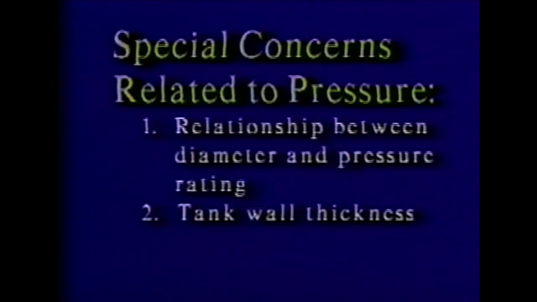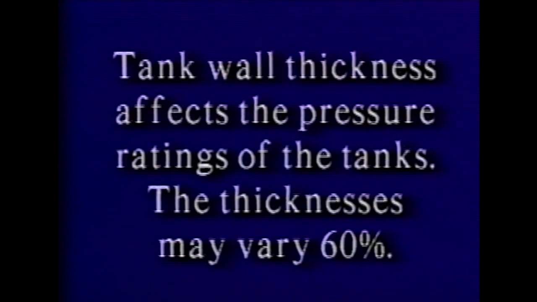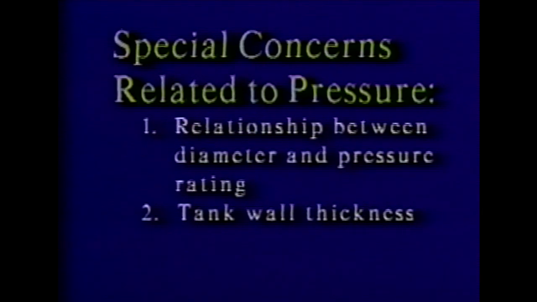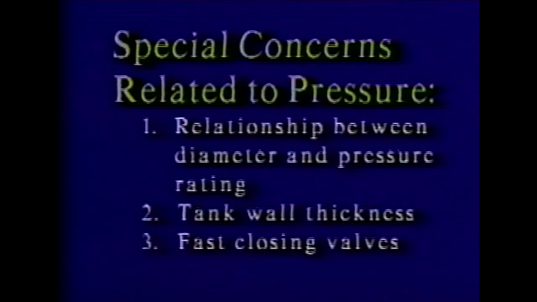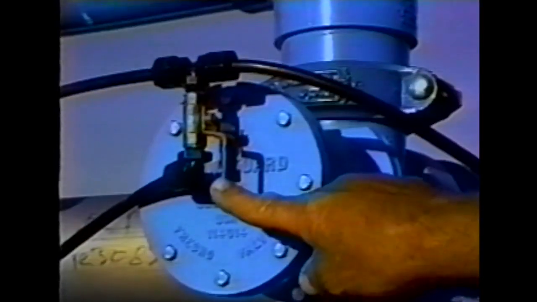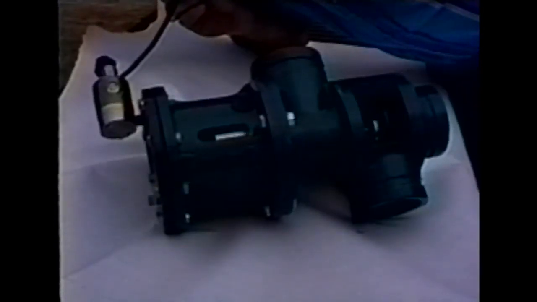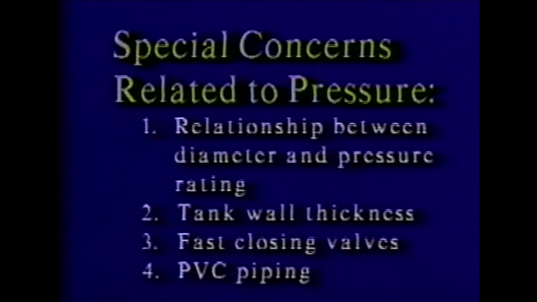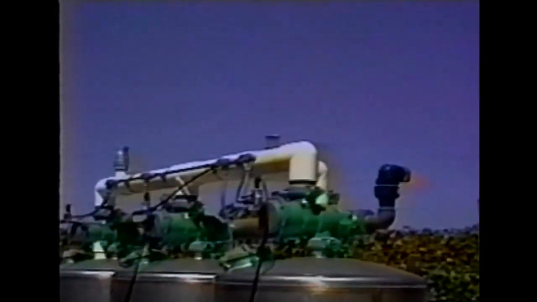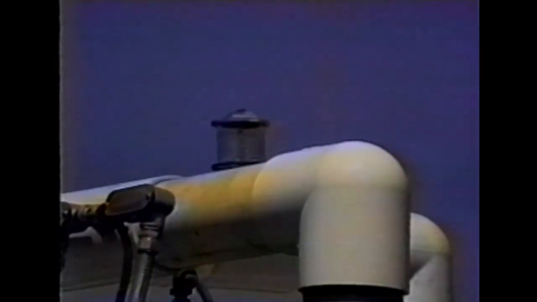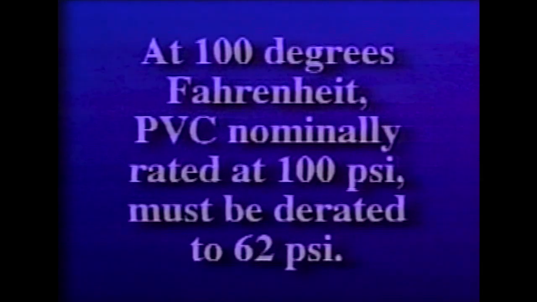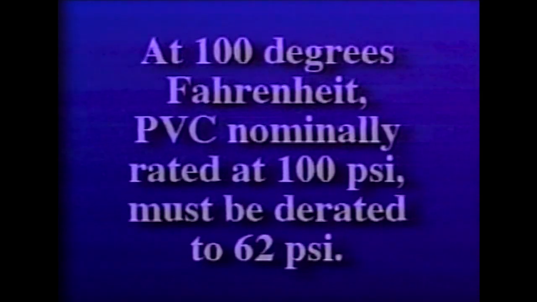Material thickness of the tanks differs from one manufacturer to another. They vary from 3 to 5 millimeters. Fast closure of backflush valves can cause large pressure surges. Attention must be paid to the use of exterior PVC manifolds, as the pressure ratings change with respect to changes in temperature. At a temperature of 100 degrees Fahrenheit, PVC nominally rated at 100 psi working pressure must be derated to 62 psi working pressure.